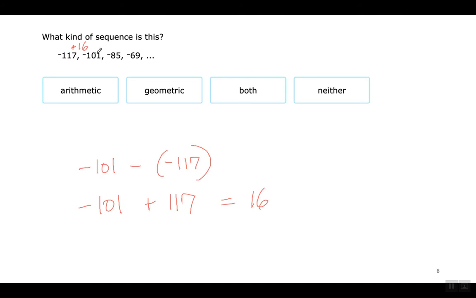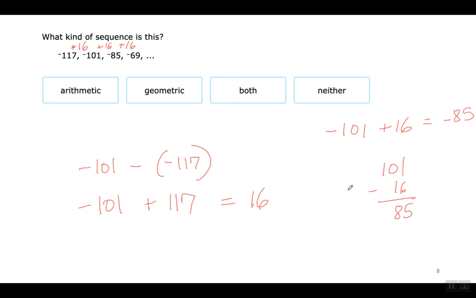Now I could add 16 to this number to see, will it give me that number right here? And yes, it does. You're adding 16 every time. If you don't see that, negative 101 plus 16. The answer is going to be negative, and all I do is subtract them to get the answer. So it's negative 85.